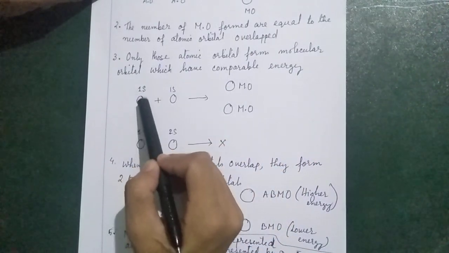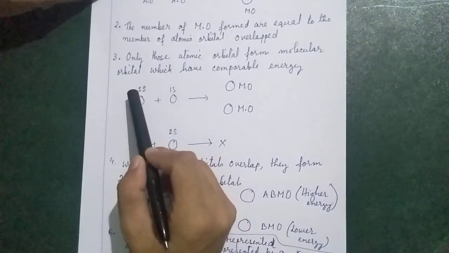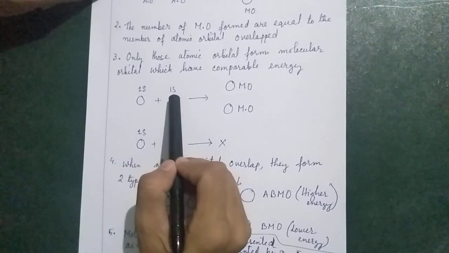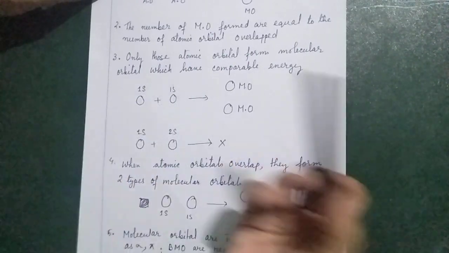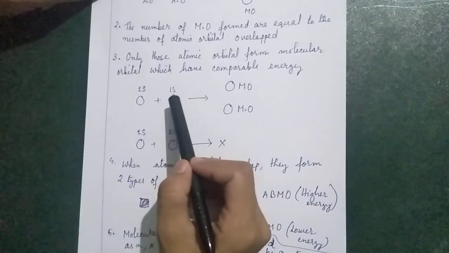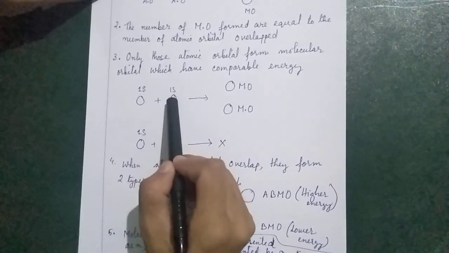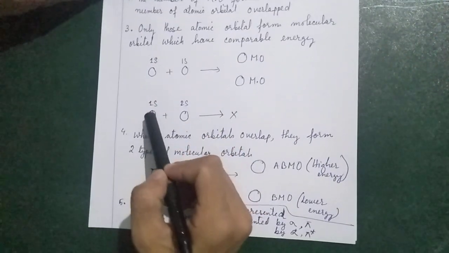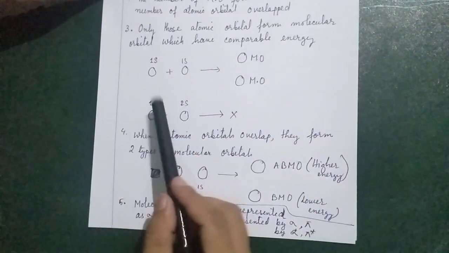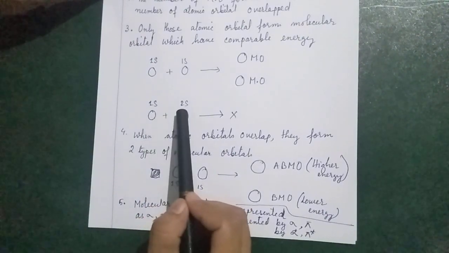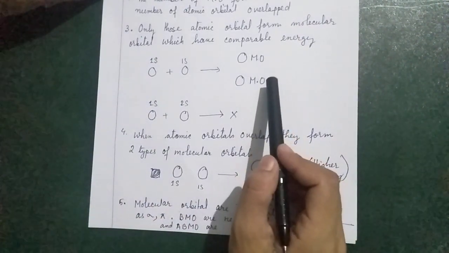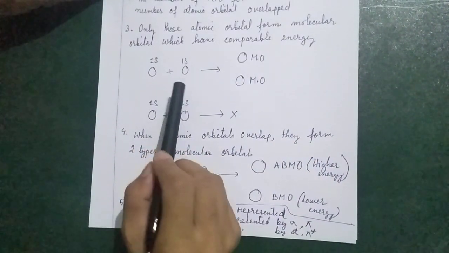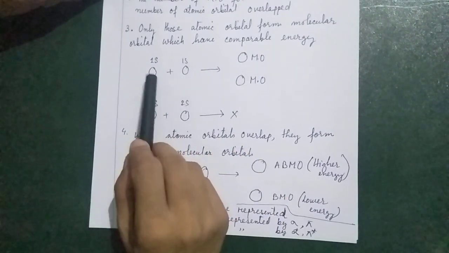Third, only those atomic orbitals form molecular orbitals which have comparable energy. So we are taking an atomic orbital here and another atomic orbital here, and this is 1s, this is also 1s. That means they have the same energy. In some other cases, with similar energy and a small energy gap, they will be able to combine and overlap to form a molecular orbital. For example, if I take 1s and 2s, there is an energy difference between them and they cannot form a molecular orbital. So in order to form a molecular orbital, the combining atomic orbitals should have the same energy, or the difference of energy should be very small.